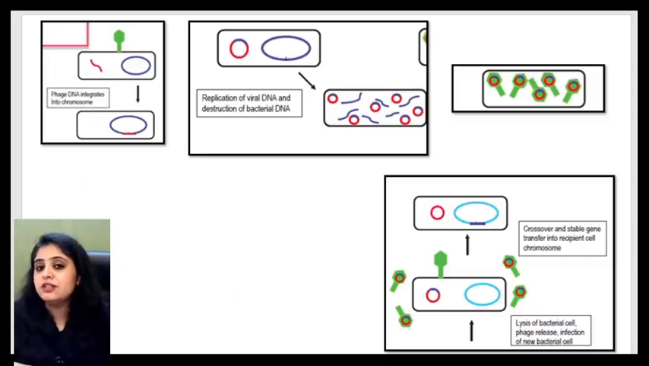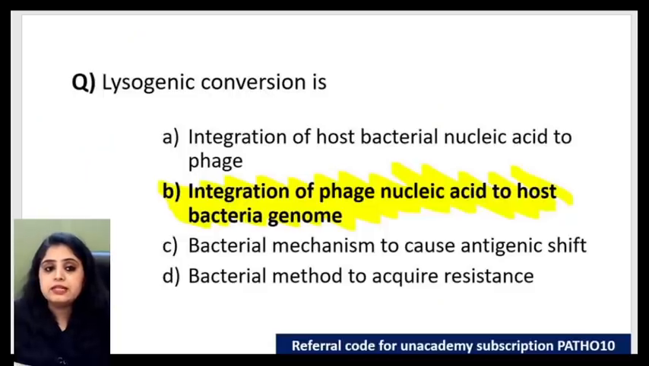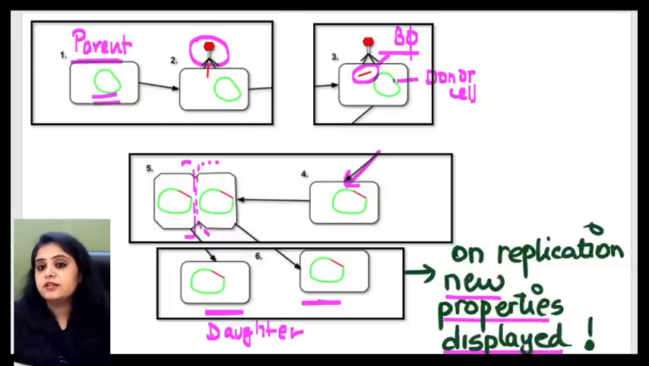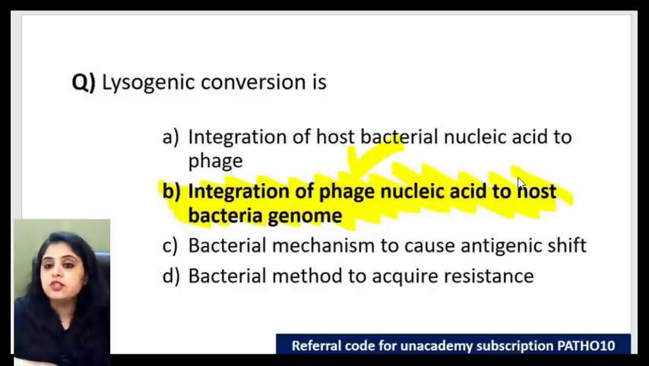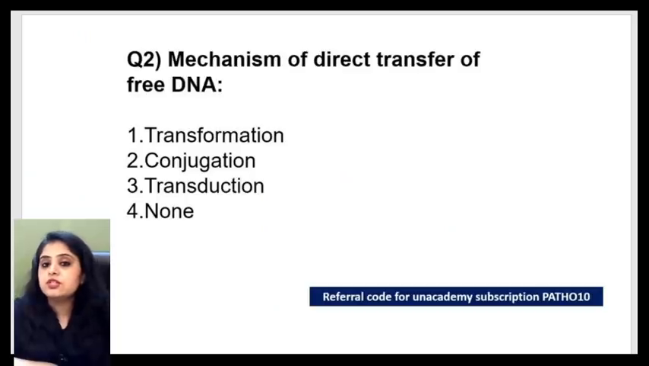If you can't recall, I'll quickly take you back to what lysogenic conversion was. This was lysogenic conversion. What was happening? You could see the phage DNA and the bacterial DNA getting fused together. So that results in lysogenic conversion, phage into host. Coming to question number 2.